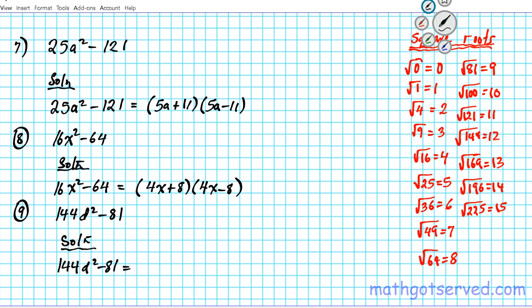So when you take the square root of 144d squared, that's going to give you 12d, okay? Because the square root of 144 is 12, as you can see. Where is it? Right here. And the square root of d squared is just d, okay? Minus, plus the square root of 81 is 9. All right, so 12d plus 9 times 12d minus 9.